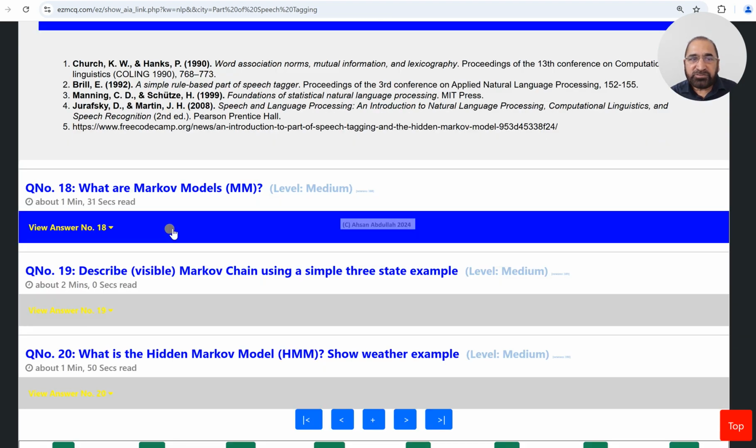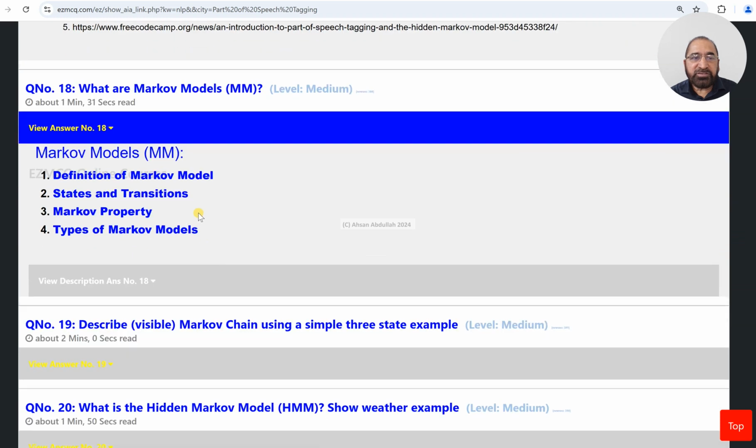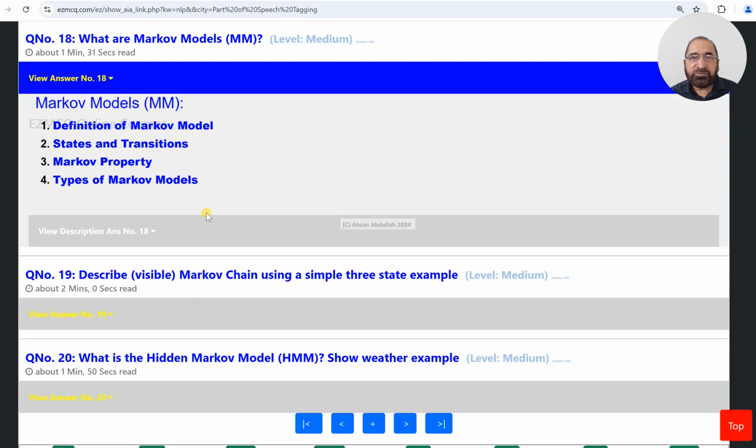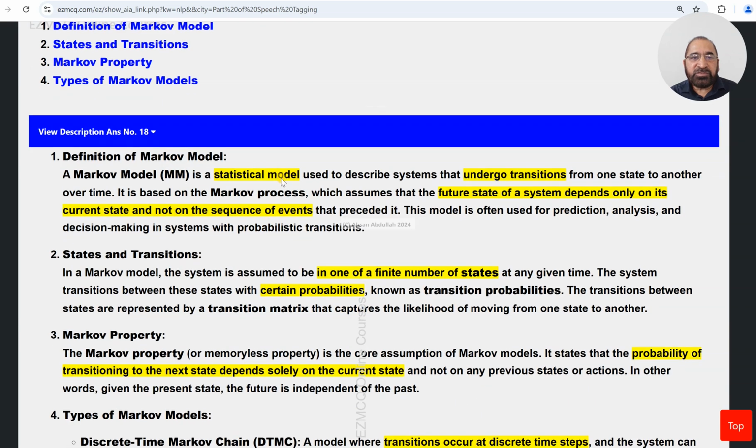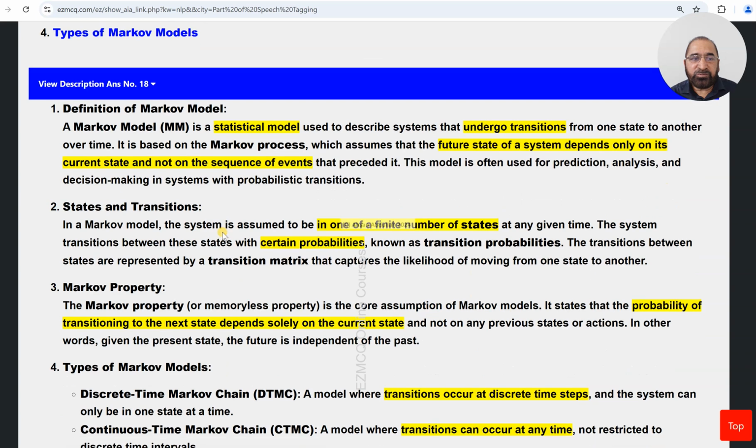So what are the Markov models? Basically, they define states and the transitions between the states, and the states don't have a history. Whatever happens is based upon the current state. That is the Markov property, and there are different types of Markov models, and one of those types is hidden Markov models. These are statistical models, and they describe how the system undergoes transitions from one state to another, and the future of the system depends upon the current state, not on the sequence of events. That's the Markov property.